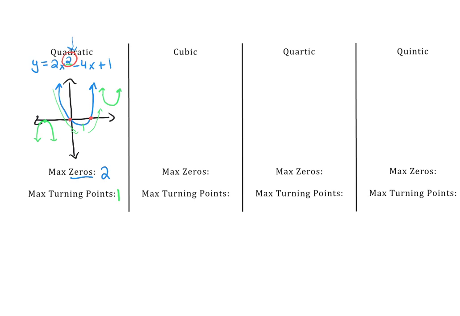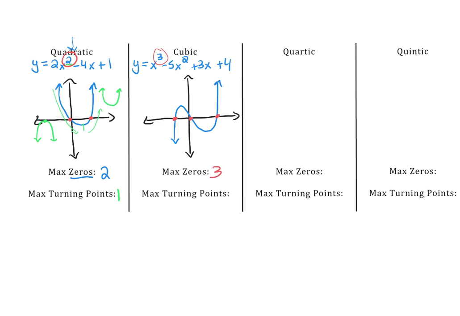Okay, so now let's look at a cubic. Y equals x to the third minus 5x squared plus 3x plus 4. Let's sketch a graph of this cubic. So this graph goes up, it comes back down, it goes back up. So the highest degree is 3. That means it has a maximum of 3 zeros. Now, cubics can have less than 3. They can't have more than 3.